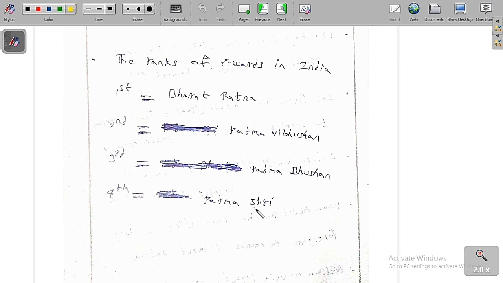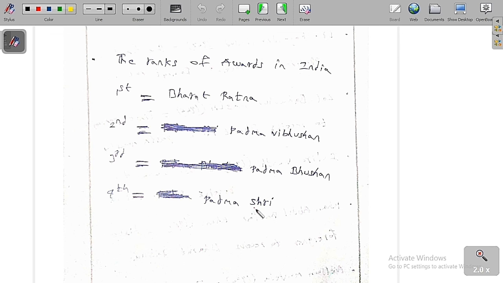He is the second foreigner to receive the Bharat Ratna. He is the former president of South Africa. So Nelson Mandela in the year 1990 is the second foreigner to receive the Bharat Ratna.